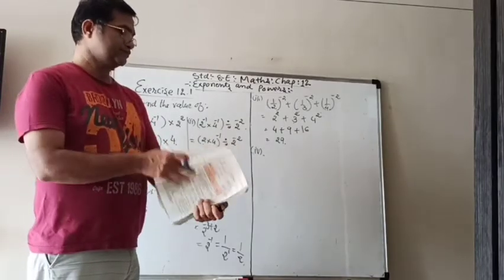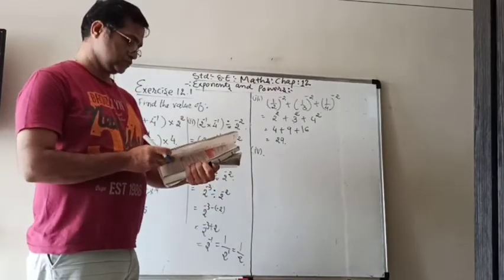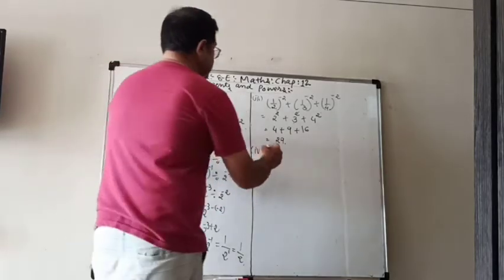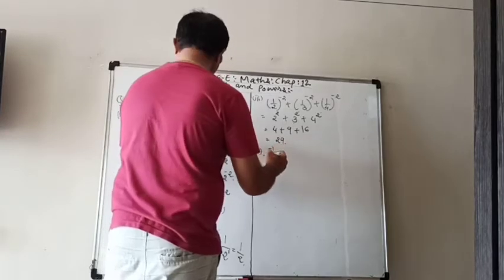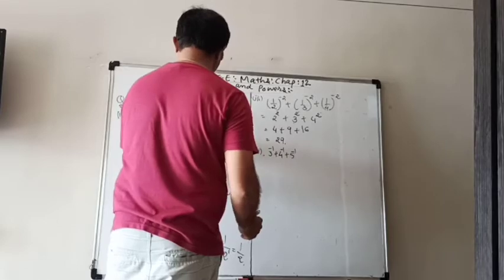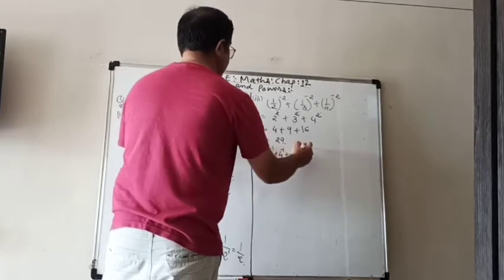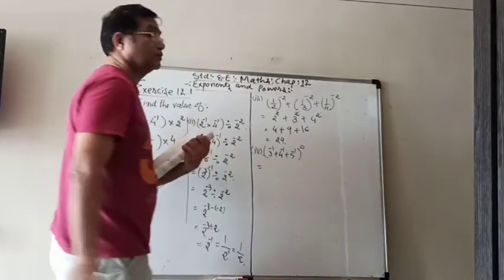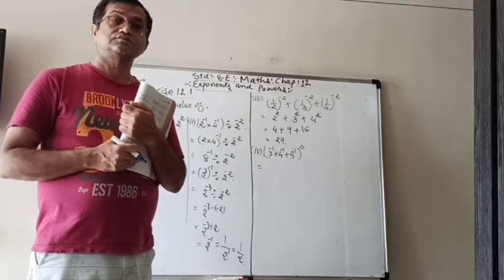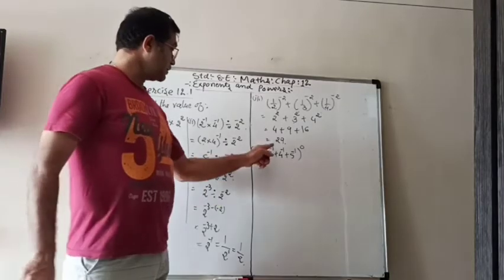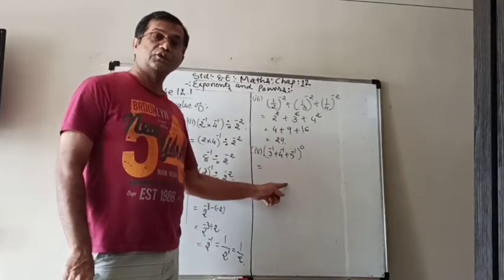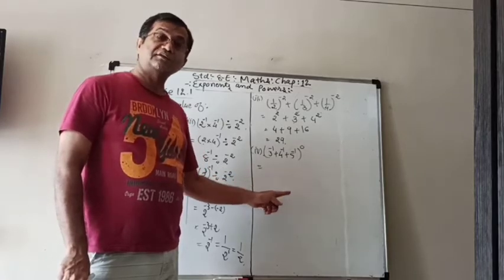Fourth one. 3 raised to minus 1 plus 4 raised to minus 1 plus 5 raised to minus 1, the whole raised to 0. What will we do here? First we will convert them into positive power. 1 upon 3 plus 1 upon 4 plus 1 upon 5. Then we will take LCM.